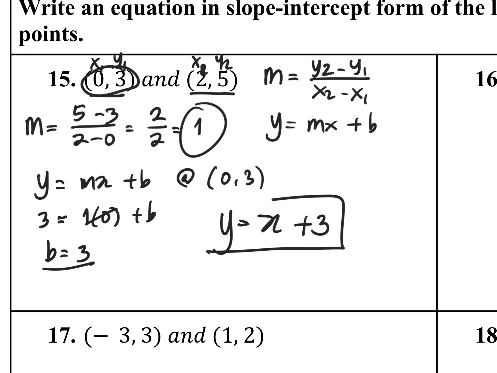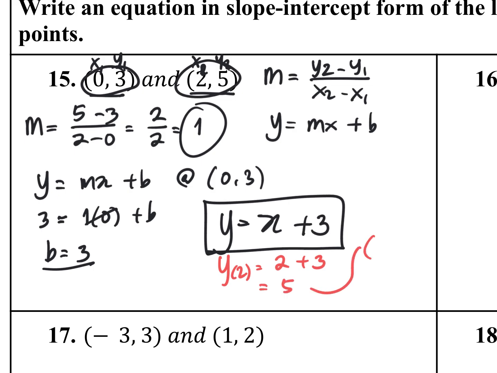Now, the best way to make sure whether you answered it correctly is to at least get the second point, and substitute it in your equation. So let's try this one. Say, for example, we're going to get the point 2, 5. So if we say y of 2 is equal to, our x is still 2, then plus 3, that's going to give you 5. Therefore, it's correct because you actually got the point 2, 5.